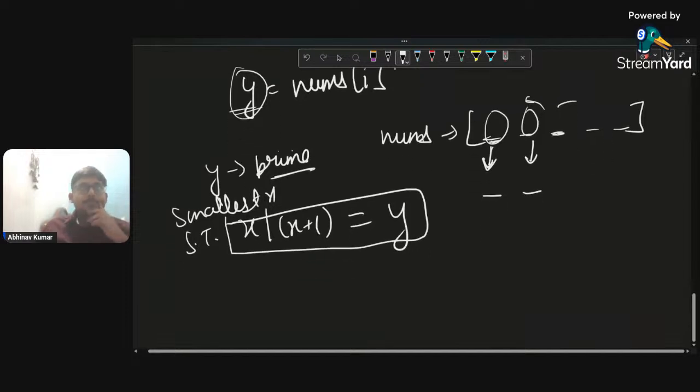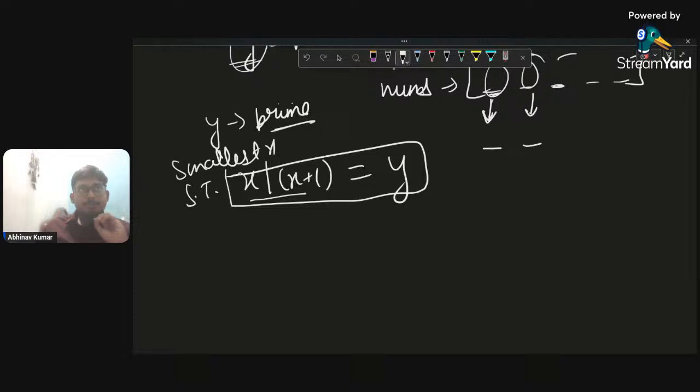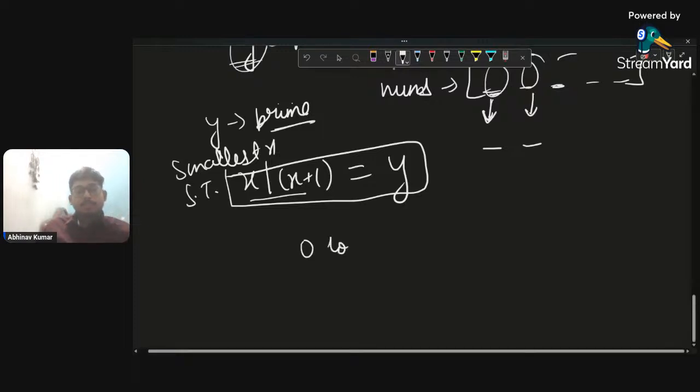One thing you can notice is what happens whenever we do x OR (x + 1), if we analyze it bit by bit. We know the brute force approach of checking every x from 0 to y is not going to work, because y is up to 10 to the power 9. So we need to find the answer in some optimized way.